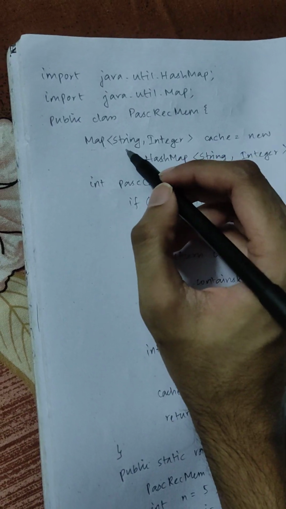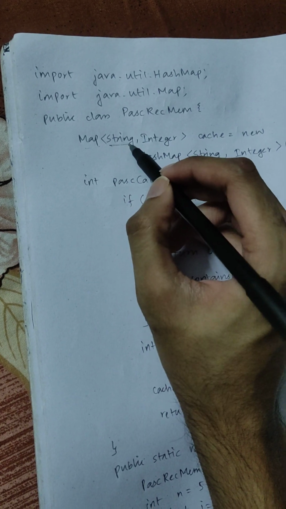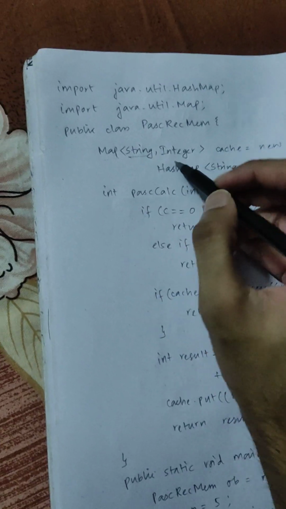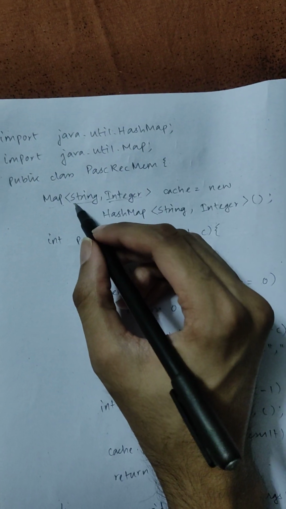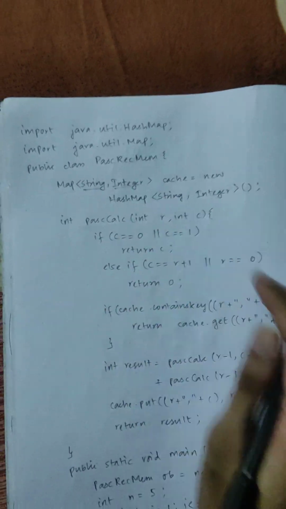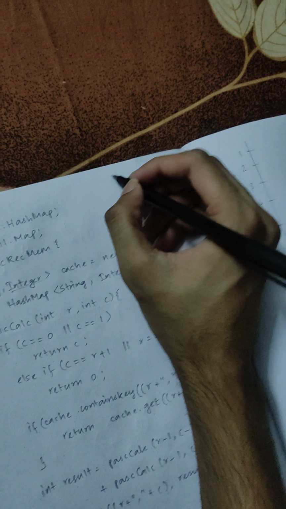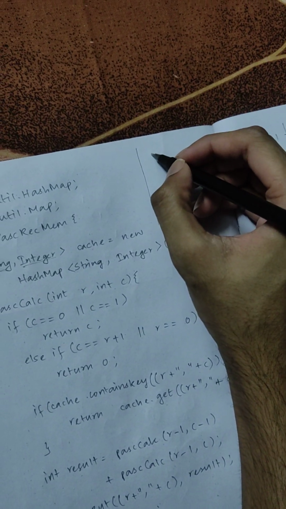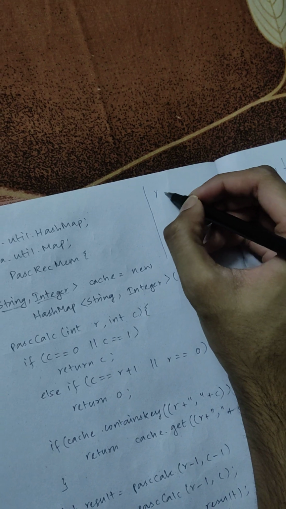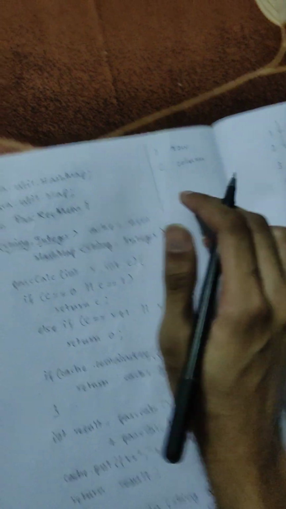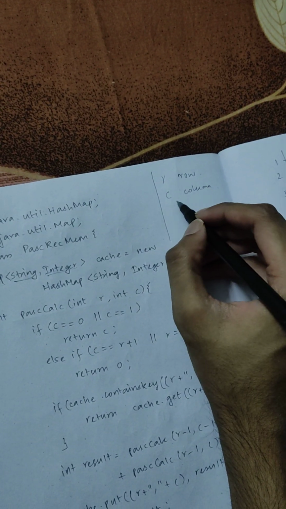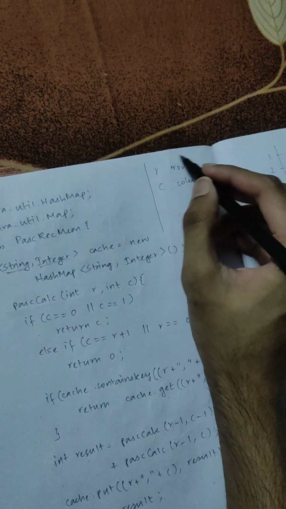and for the memoization I have taken a map which can hold a key of type string and a value of type integer. So why did I take the string as a key? My logic was that I have to store both the row and column, because I have to store both row and column for the key.